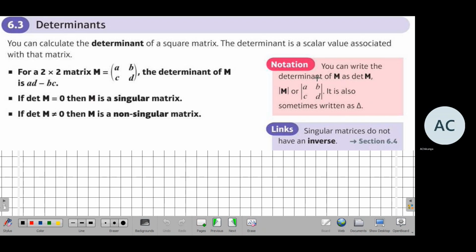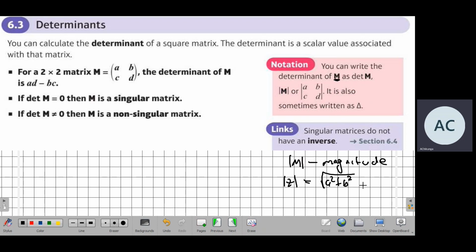Under this topic, which is also examined under the Edexcel conditions, the matrix is given by a bold capital letter M, and we can write the determinant in short as det M, determinant of M. Or we can write it as the modulus of M, because in any case, modulus means what? Magnitude. You remember, right? When we're doing complex numbers, modulus of z, which is the square root of a squared plus b squared, or it can be written as x squared plus y squared, means the magnitude of z.